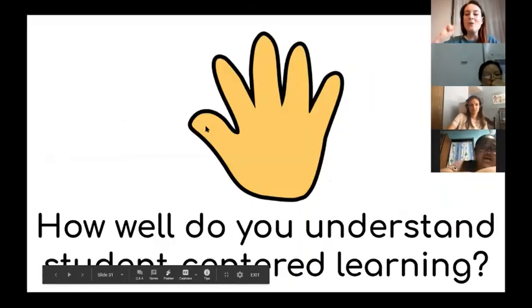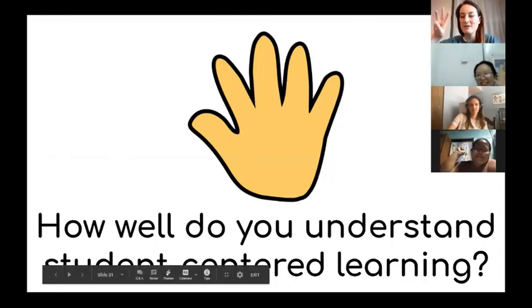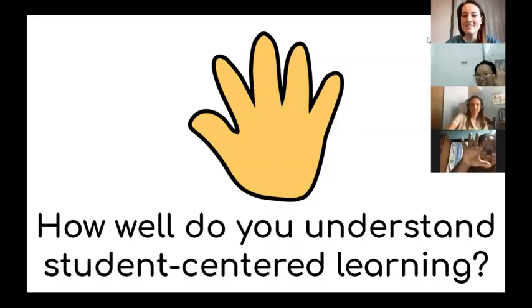Okay, so how well do you understand student-centered learning? Not at all or extremely well. On the count of 3, 1, 2, 3. Can everyone show me? Okay, I see some 5s. Okay, good, excellent.